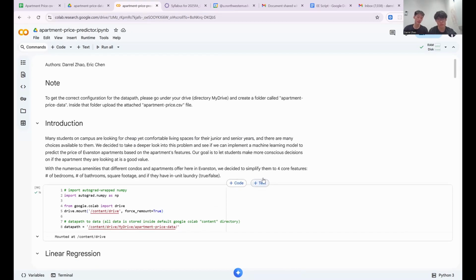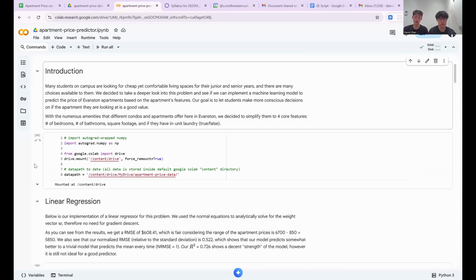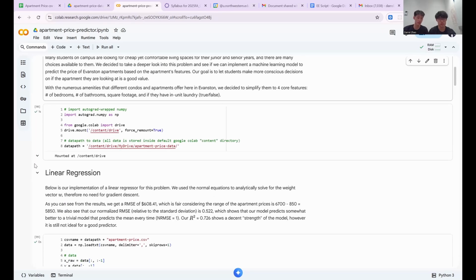So we decided to pick four core features, which were number of bedrooms, number of bathrooms, square footage, and whether they have in-unit laundry. And these four features we found to be most correlated with the price.